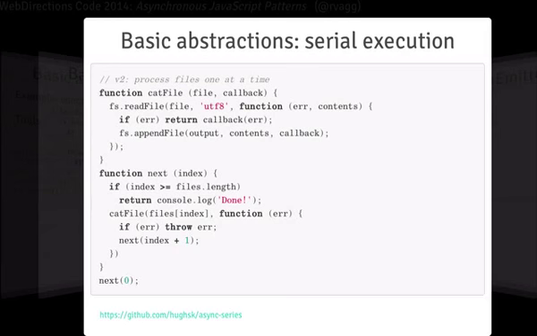So I've extracted out the cat file functionality. That's just for a single file. And I've got this little construct down the bottom here that is a named function called next. And it takes an index, which is the index of the files array. For each file, it will run cat file. And then once cat file is done and calls its callback, we're going to call the function again with the next index. So it's a recursive asynchronous function. And to start it all off, down the bottom there, we're going to call next with 0.